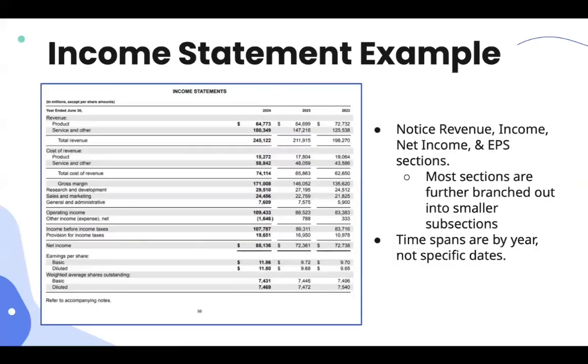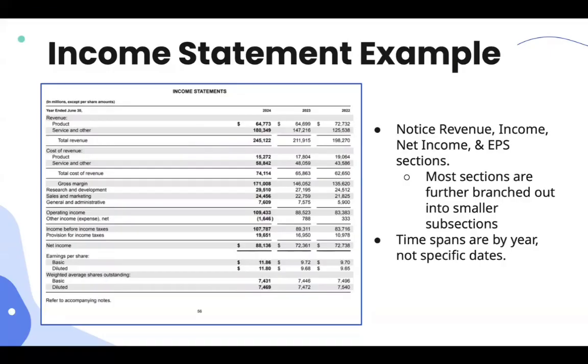Now, let's look at an example of an income statement to see how all the concepts we've discussed come to life in a real-world scenario. In this example, we can clearly see key sections like revenue, income, net income, and earnings per share. These are the main components that show us the financial performance of the company over a given period.